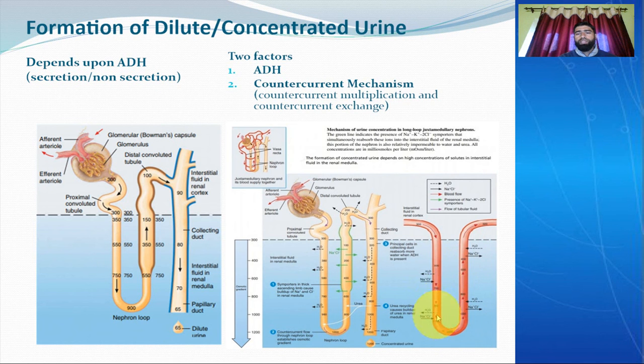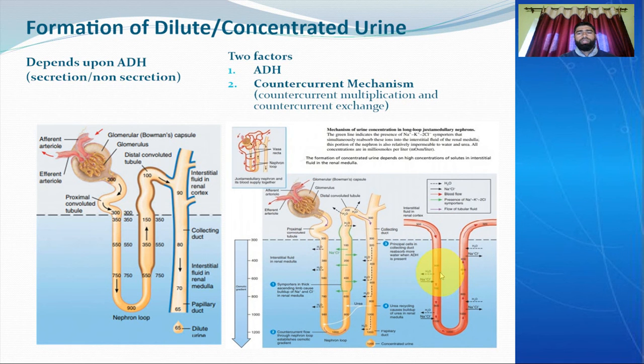Now the vasa recta is playing the role of the countercurrent exchanger, because water comes out here and water goes inside here. It means that no net change of osmotic gradient happens here. It is only the maintenance of osmotic gradient, and that is the role played by the vasa recta. The countercurrent flow in the loop of Henle increases the osmotic gradient, whereas the countercurrent flow in the vasa recta maintains the osmotic gradient.